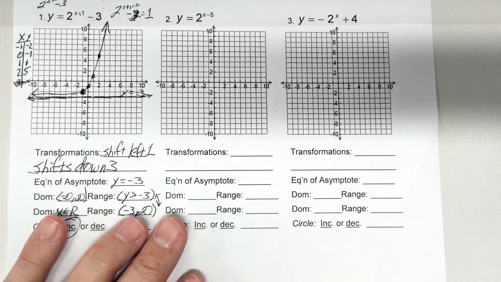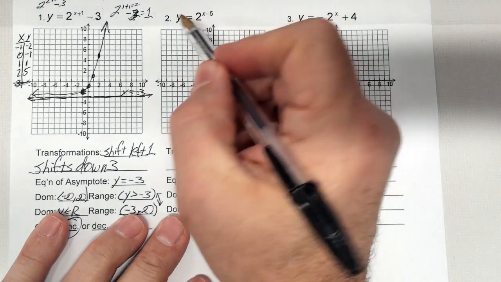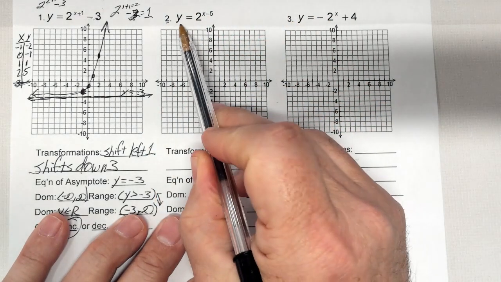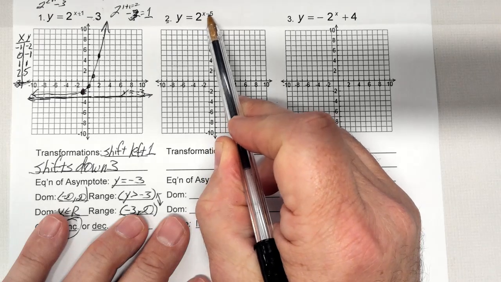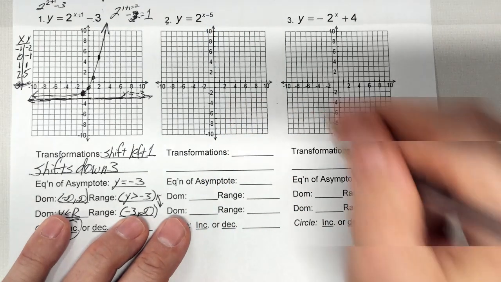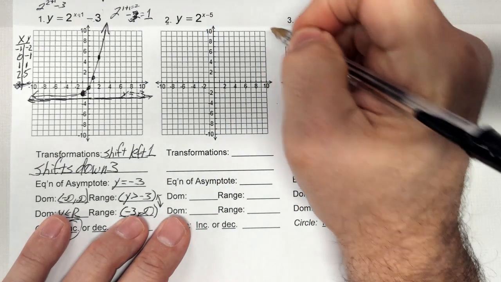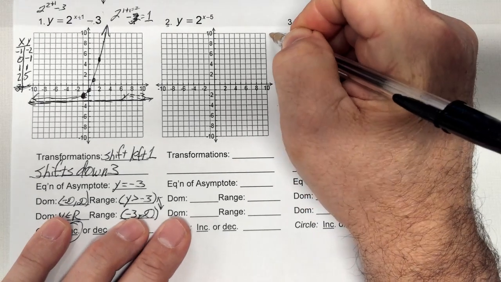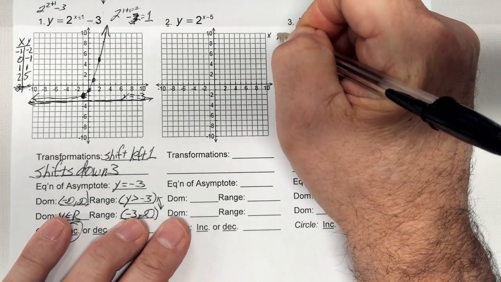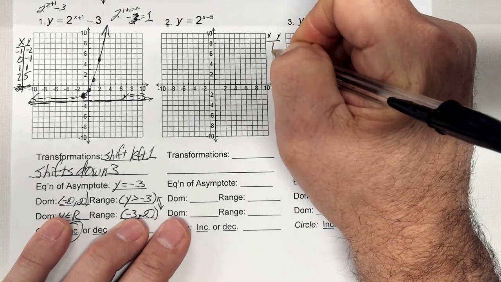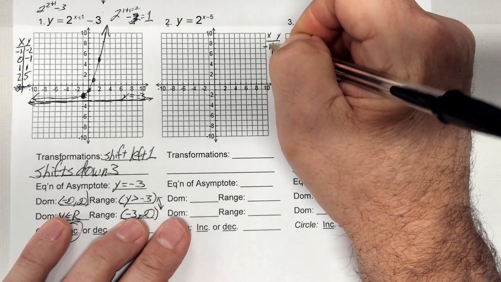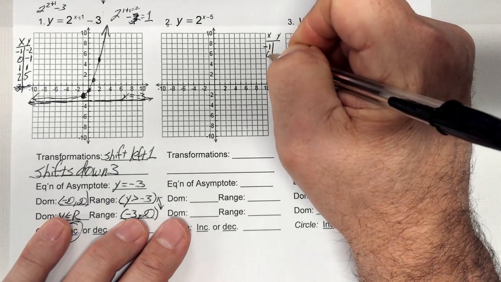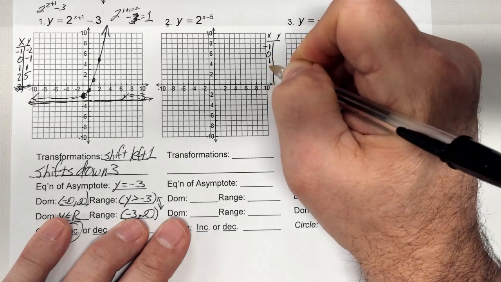Alright, so now for problem number 2. We want to make the graph for y equals 2 to the x minus 5 power. So we're going to make a table. I'm going to go x, y.